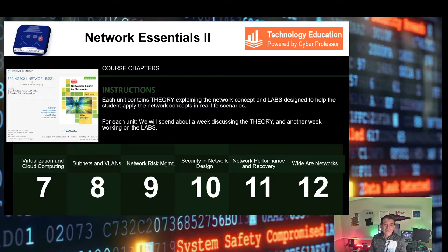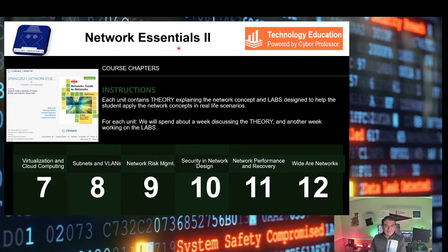Again, I am the cyber professor. This is the logo that I go by, my personal logo, and this is the way that I seal or stamp the material that I produce for the different courses that I teach at Tansis and any other place that I teach. So technology education powered by the cyber professor.